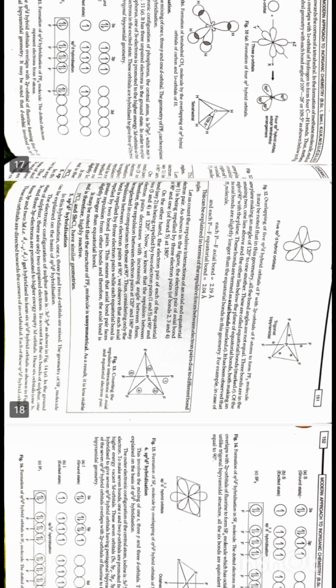These orbitals are hybridized to give five sp3d hybrid orbitals arranged in trigonal bipyramidal geometry. Then each of the sp3d hybrid orbitals overlaps with the 2p orbital of fluorine, forming five P-F bonds. Having trigonal bipyramidal geometry, it may be noted that the d orbital involved in sp3d hybridization is 3dz square.